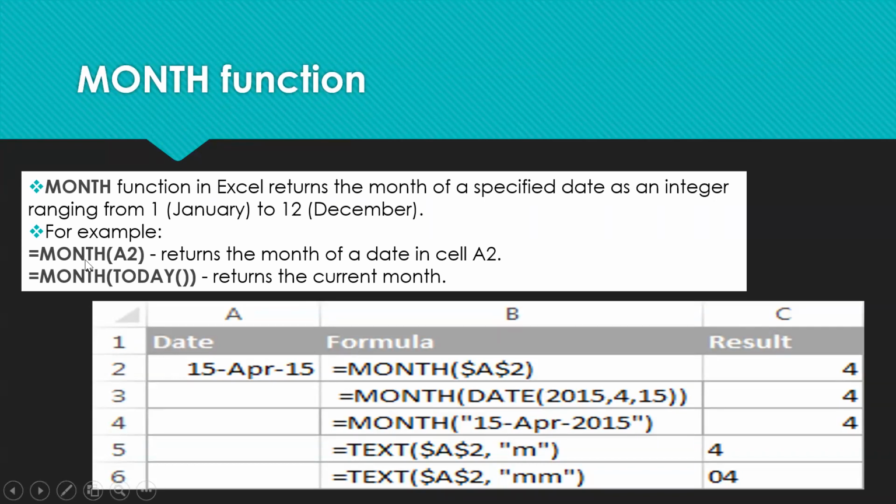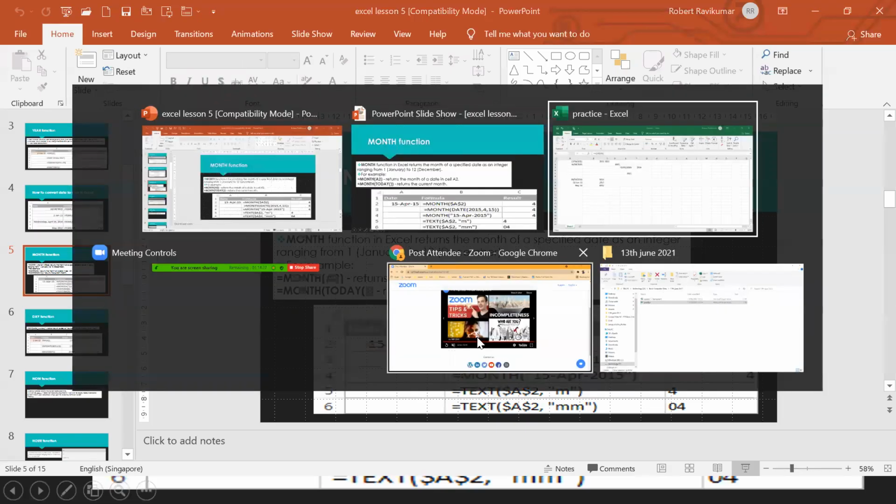There are some examples given here. =MONTH(A2) returns the month of the date in cell A2, and =MONTH(TODAY()) will return the current month. Okay, let's see some examples.